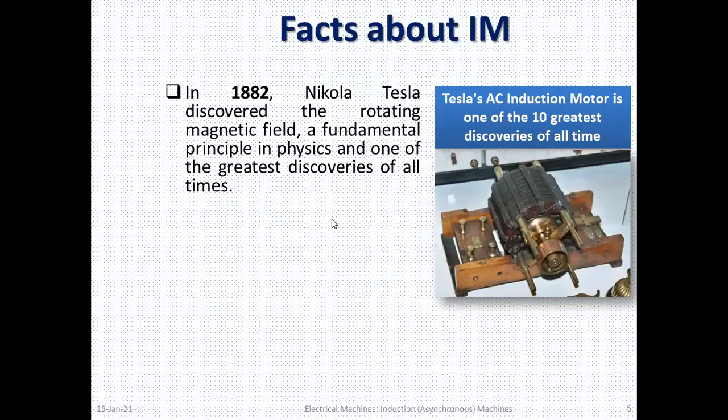So this part is some historical background of the induction motor. In 1882, Nikola Tesla discovered the rotating magnetic field, a fundamental principle in physics and one of the greatest discoveries of all time. Tesla's AC induction motor is one of the 10 greatest discoveries of all time. This is a very interesting fact, that Tesla discovered this machine in 1882, and in fact it is the 10th greatest discovery of all time.